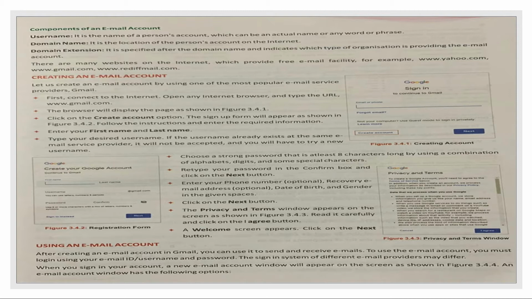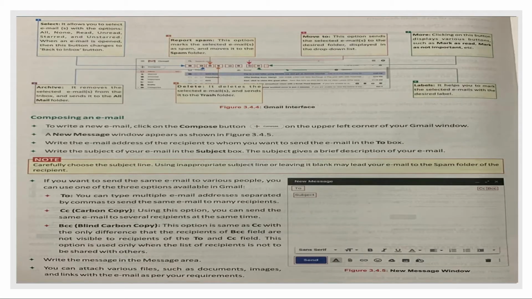When you sign in to your account, a new email account window will appear on the screen. The email account window has the following options. What are the options? You can see and select. It allows us to select the emails with the options all, none, read, unread, starred, and so on.